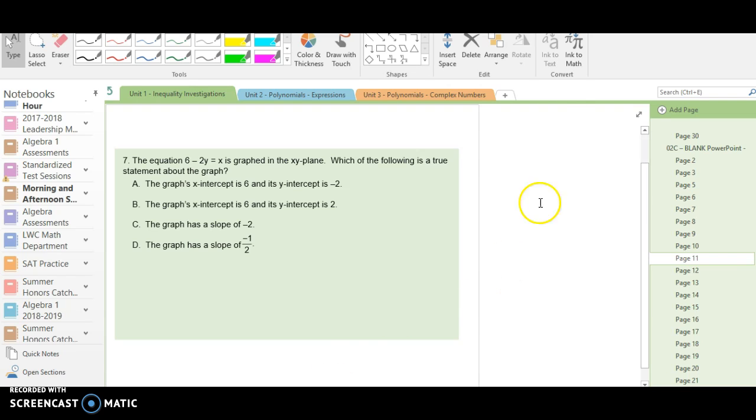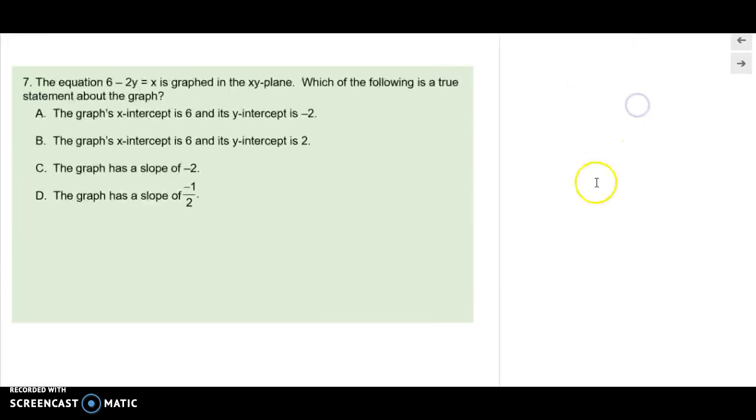Now, the reason we need this is we're going to take a look now at equations, and we're going to be asked to describe certain things, to pick out certain characteristics. So when we have the equation 6 minus 2y equals x graphed in the xy plane, which of the following is true about the graph? The first two choices mention something about the x and the y-intercept. So very possibly that might be something that would be beneficial for me to look at. I'm going to start going with that.